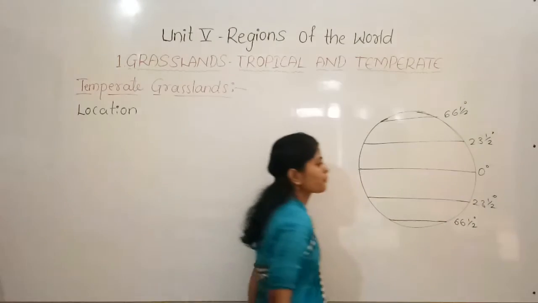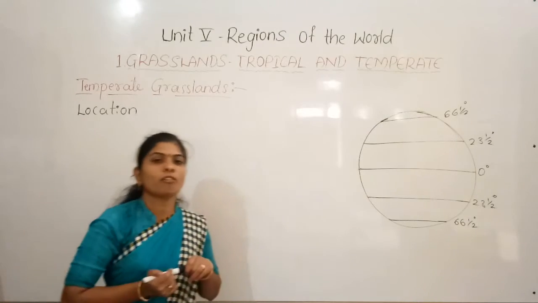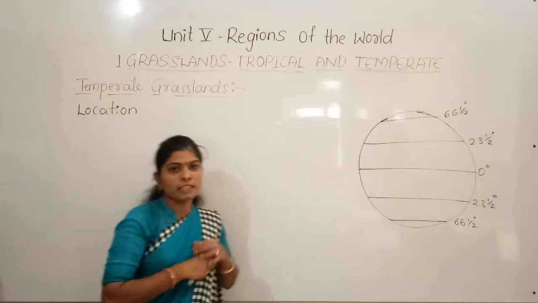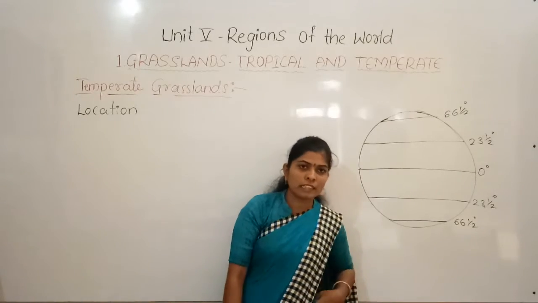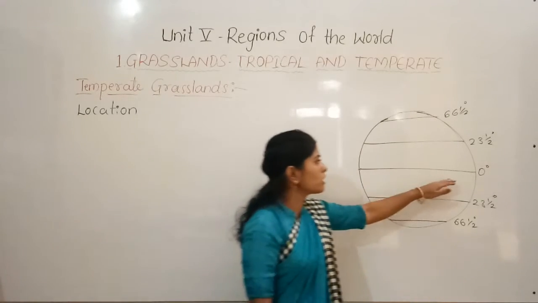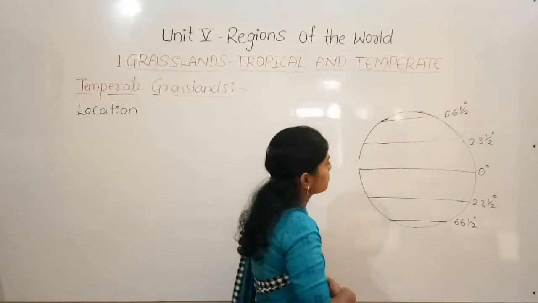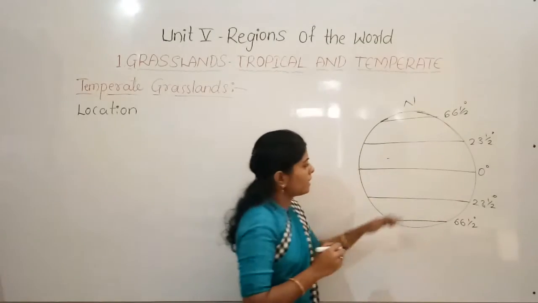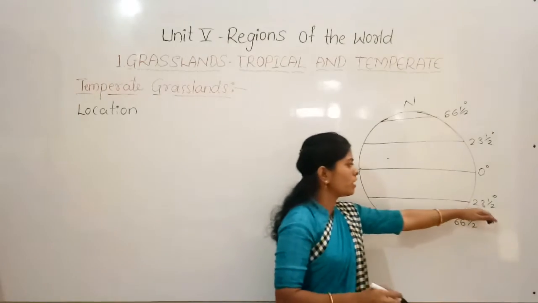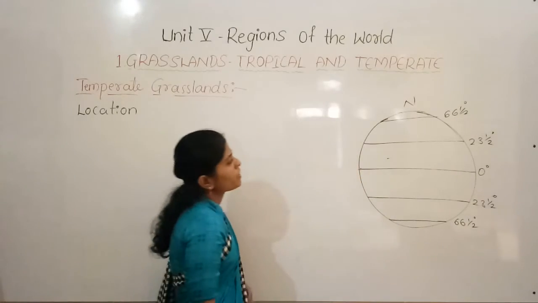66.5 degree. This we know already, you have learned in your previous class, and also while I was explaining the tropical grasslands, we have already learned about this. So this is 0 degree latitude, 23.5, 66.5. This is the northern hemisphere, this half, and this is the southern hemisphere. So here again 23.5 degree, 66.5 degree.